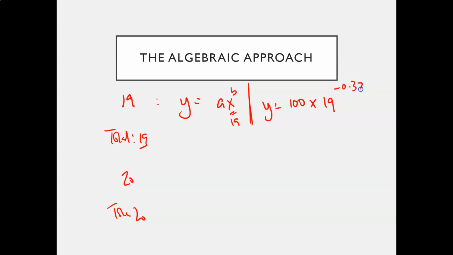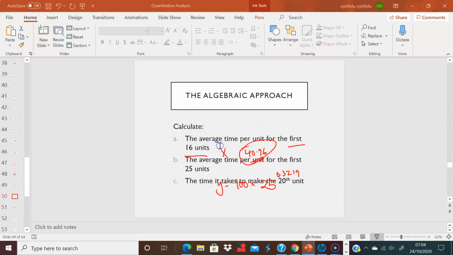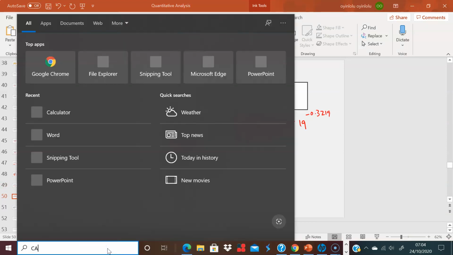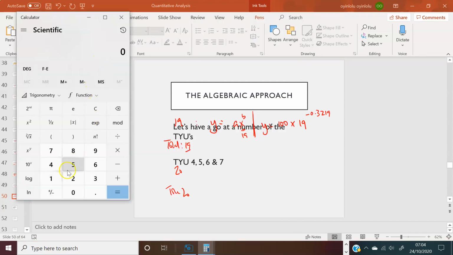I know what my b now is, 0.3219. I will use my own calculator because it's just faster. 19 raised to the power of negative 0.3219. I can't find my minus button. You know what? I'm just going to use the computer, because the calculator I'm using is not the one I normally use. So I'm telling you to find out what 19 raised to the power of negative 0.3219 is. And there you have it: 0.3875.